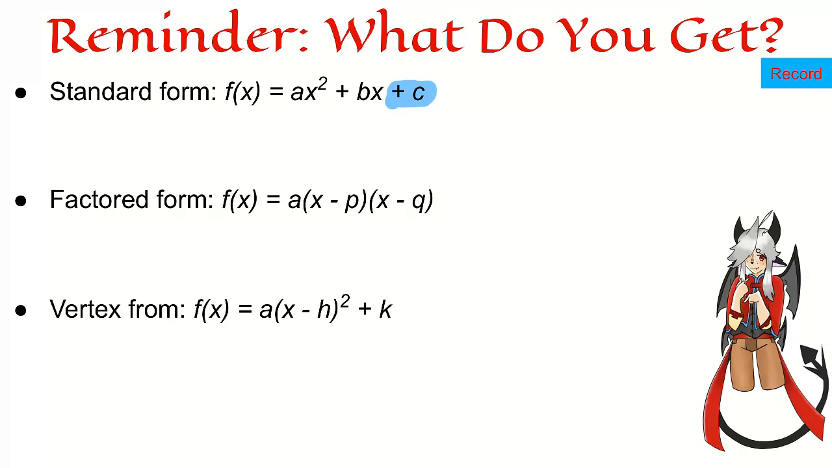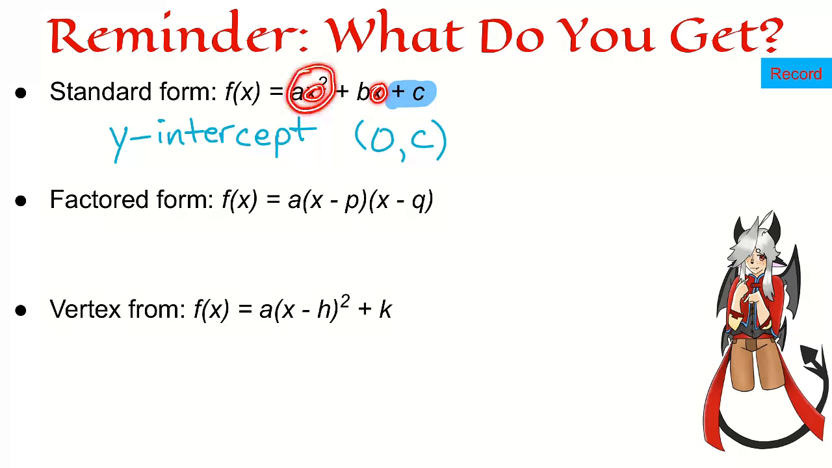Gives us the y-intercept. So the y-intercept is (0, c). And one way to think about that is if you put 0 in here for x, this would become 0, this would become 0, so y is equal to c. So when x is 0, y is c. That's one way of seeing it.